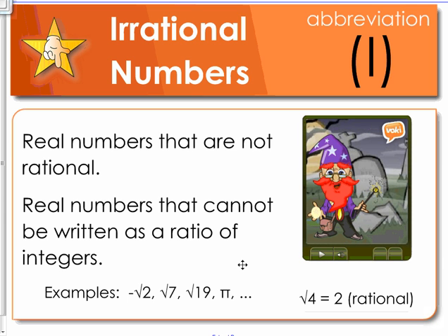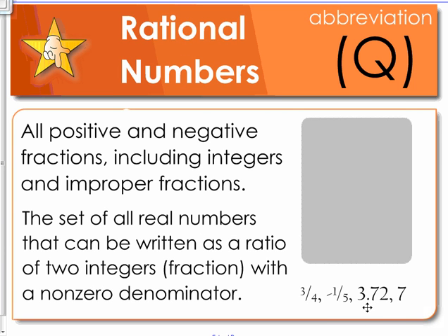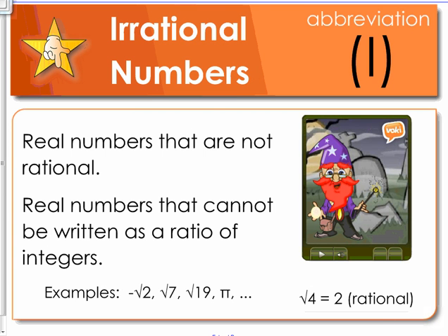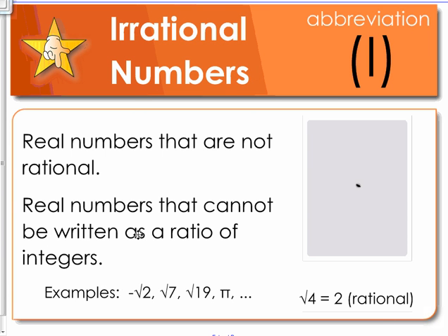Okay? That's the same thing if you were to find the square root of 2. It goes on and on. Okay? There's no end. It's different from rational numbers because a rational number, for example, this 3.72 has an end. The decimal ends. Irrational numbers don't end. Okay?